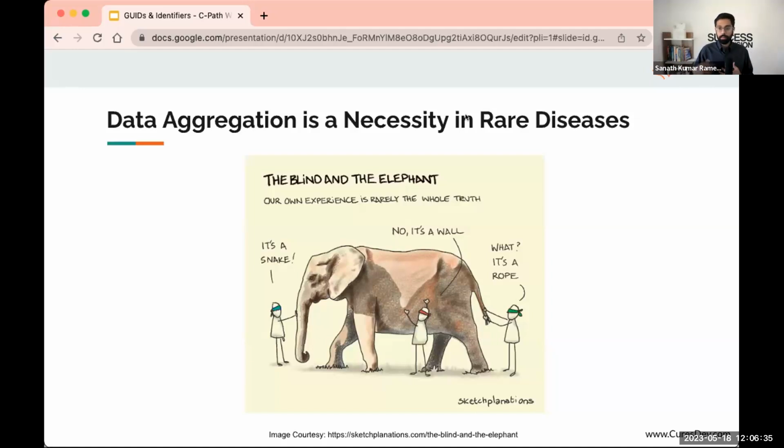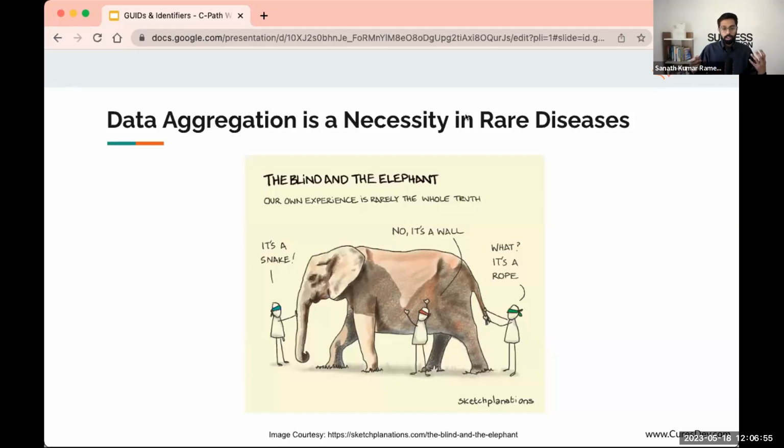Someone says it's a snake, someone says it's a wall, someone says it's a rope. But no one really has come up with the understanding that it's an elephant. For me, the entire rare disease knowledge base is like an elephant. And all of us are blind folks touching the elephant, different parts of it, and trying to make inferences.